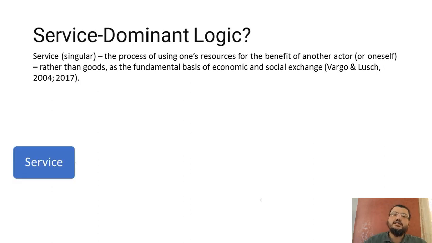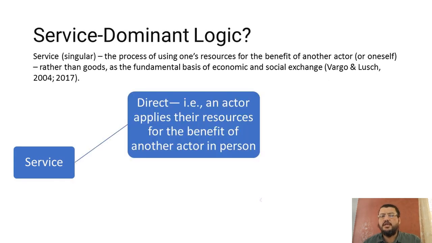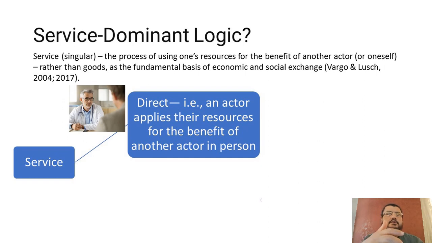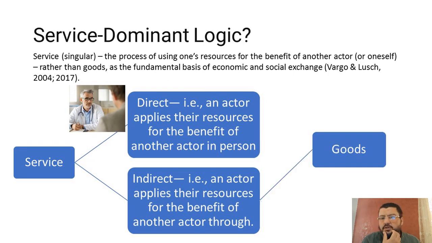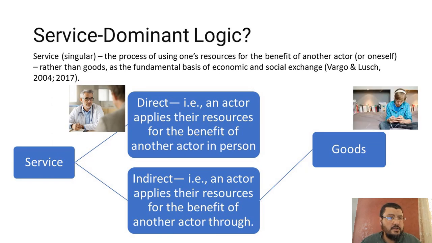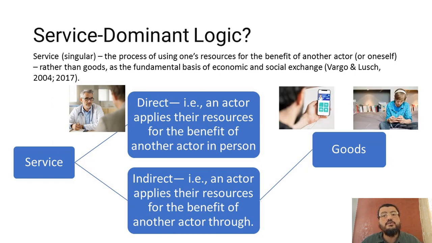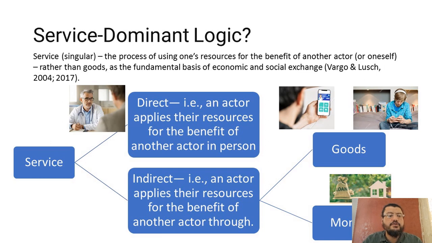Okay, the service dominant logic deals with service. Direct: an actor applies the resources for the benefit of another actor in person, for example, doctor and patient. Indirect: an actor applies the resources for the benefit of another actor through goods such as iPod, or when the patient uses healthcare software system, and also through money, for example, provision of loan.